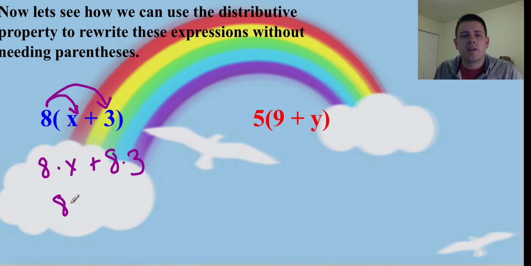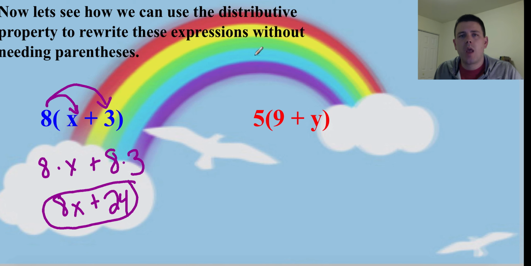8 times x is 8x. 8 times 3 is 24. Again, when one term has a variable and one doesn't, we can't combine those together. We say they're not like terms. So that's actually as far as we can go. 8x plus 24. If you think you've got the idea down, go ahead and try this next one on your own. If you're not quite sure, follow along with me as I try it.